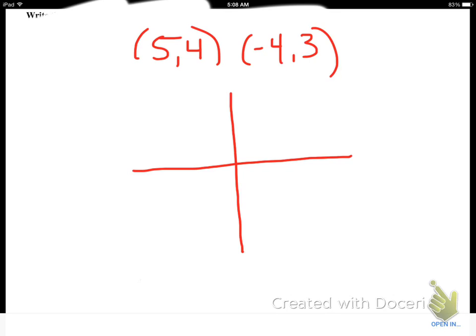Where is 5, 4? 1, 2, 3, 4, 5. 1, 2, 3, 4, 5. So 5, 4 would be somewhere around here. You would agree with me? Of course you would. Then 1, 2, 3, 4, 5. 1, 2, 3, 4, 5. Then negative 4, 3 would be somewhere around there.